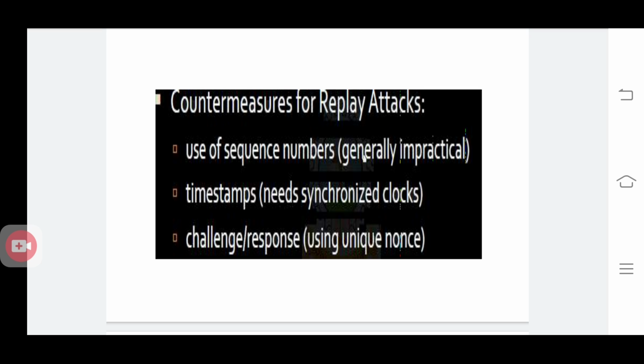Another one is challenge-response. Here party A expects a fresh message from B. So party A must send a nonce value, or a challenge value, to B. After getting this nonce value, B sends subsequent messages or responses to A along with the correct nonce value. So that is the challenge-response mechanism.